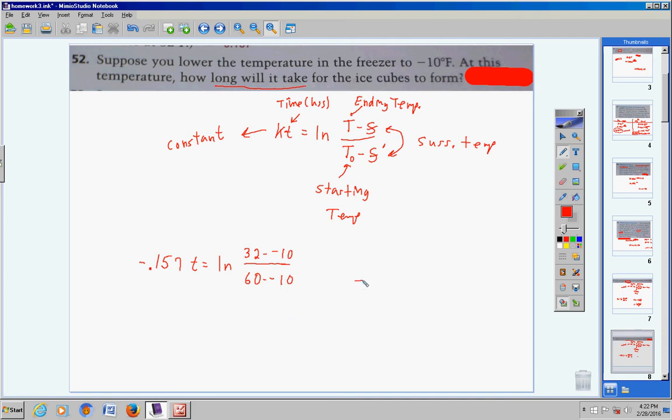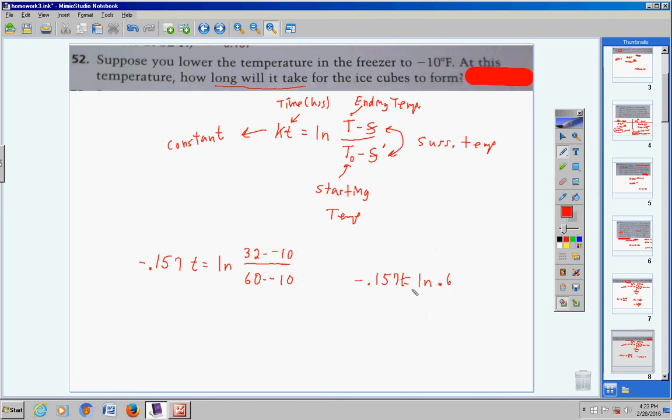So we really have this: negative 0.157 equals, squeeze a T in there, T equals natural log of 42 over 70. Alright, now if you reduce that fraction real quick, let's see what you get. 42 divided by 70 is 3/5, or you could just use 0.6 because it did not round, and it did not repeat or continue on, so I'm just going to put 0.6, okay?